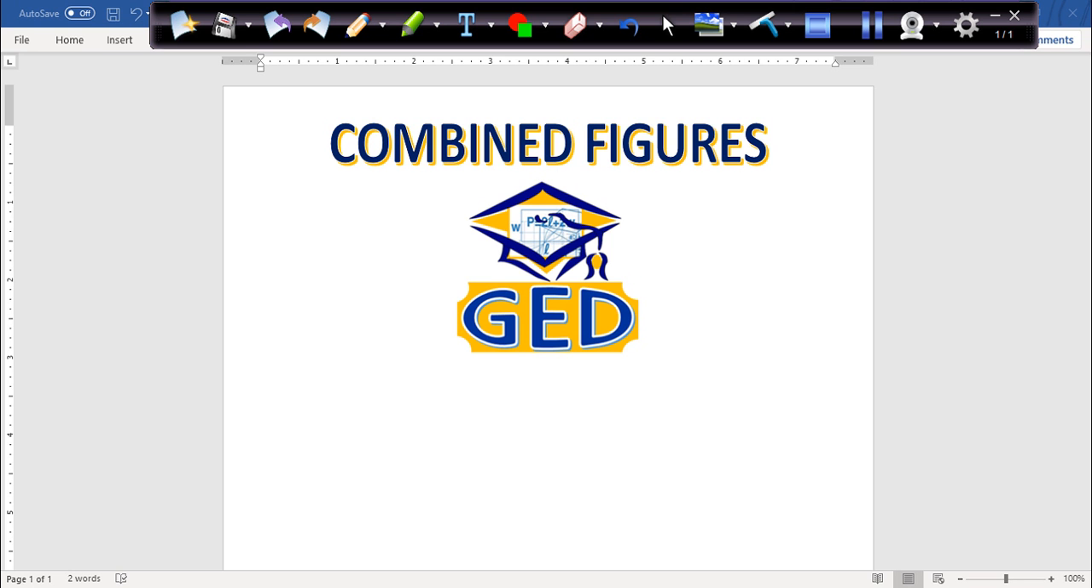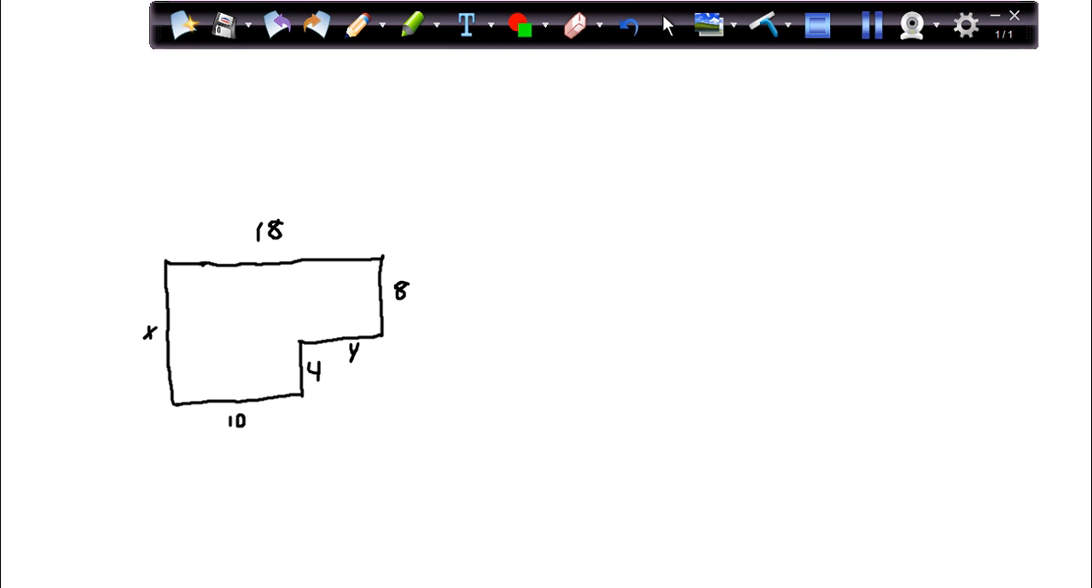A family room has the dimensions shown in the diagram. All measures are in feet. What is the perimeter of the room? So let's get a blank screen. So the figure looks something like this. Let's look at number 1.